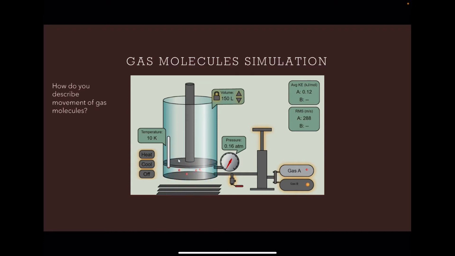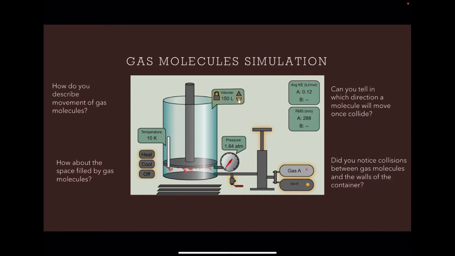And then how about the space filled by gas molecules? Okay, we have learned last time. Okay, gas molecules, they are far apart from each other. So they occupy a large space. And then, can you tell in which direction a molecule will move once collide? So we cannot predict, right, the direction. So the direction is random.